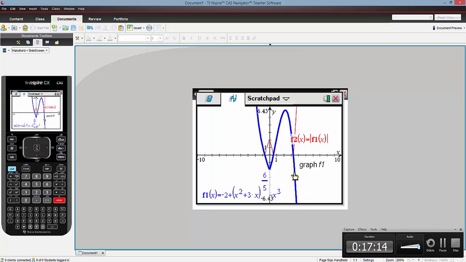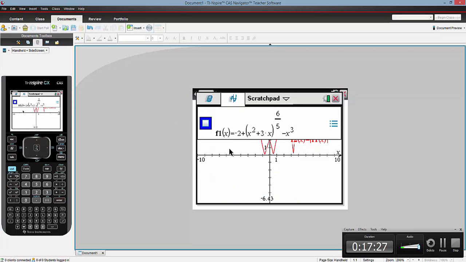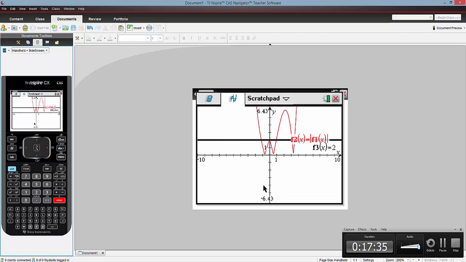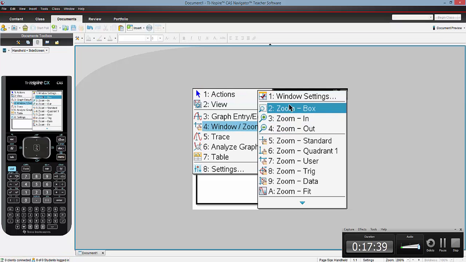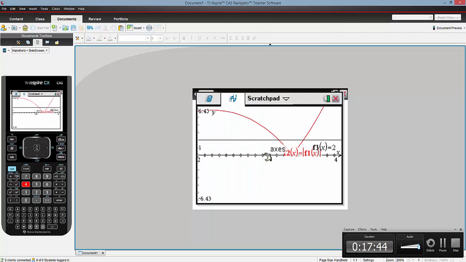We've studied what absolute value on the outside of the function does. It'll flip all of the negative y values positive. I'm going to go ahead and get rid of the first function. I'm just going to uncheck it for a second here. And then I'm also going to create a new function called 2. And I'm just going to set my window from 2 to 4, and that'll give me the points of intersection.